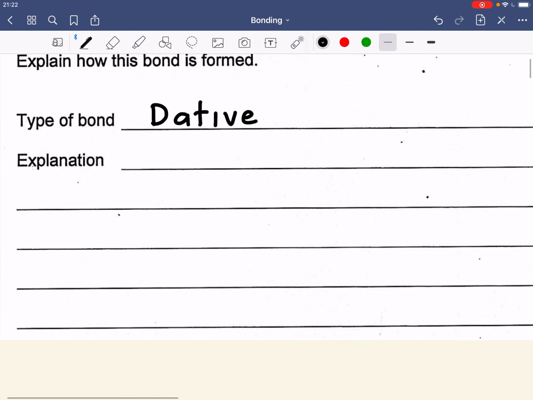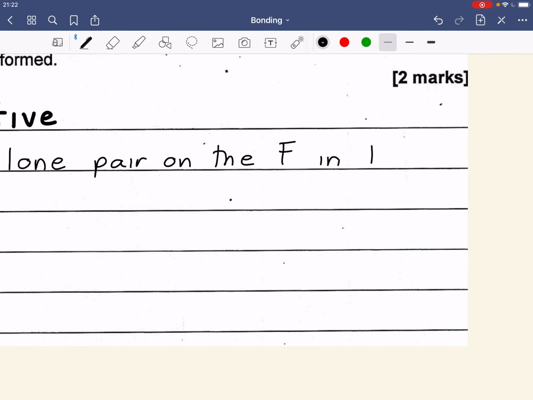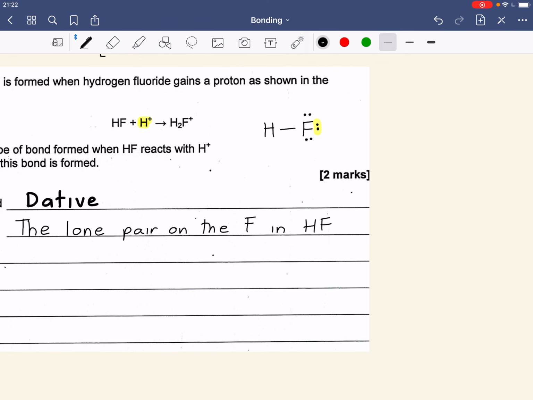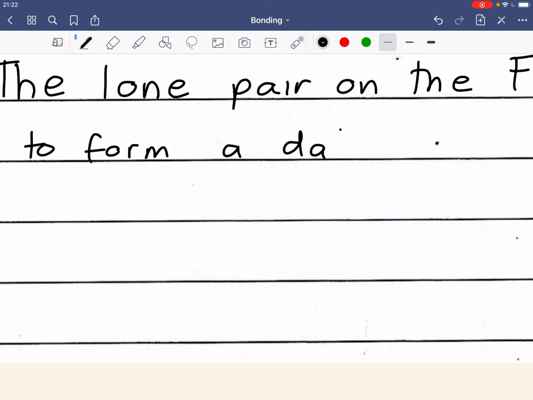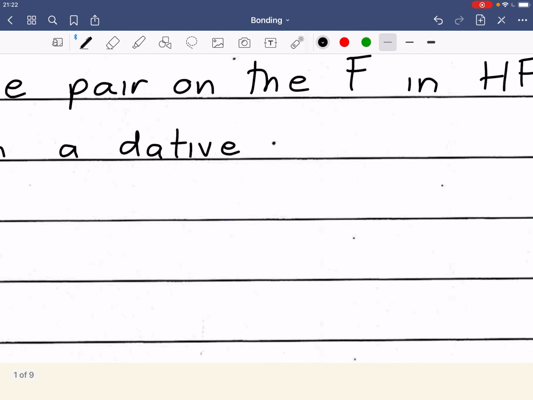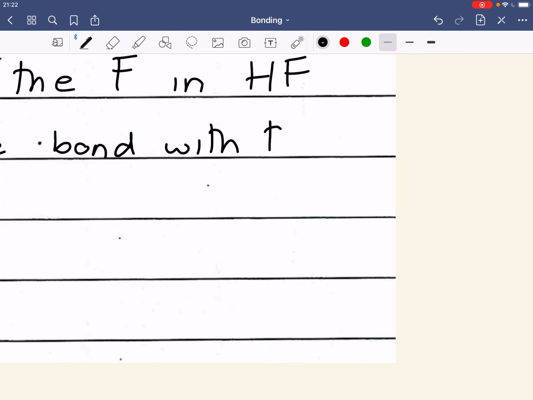So an explanation for this would be: the lone pair on the fluorine in HF is used to form a dative bond. And what's it form this dative bond with? With the hydrogen ion. That there would be how you'd answer that question.